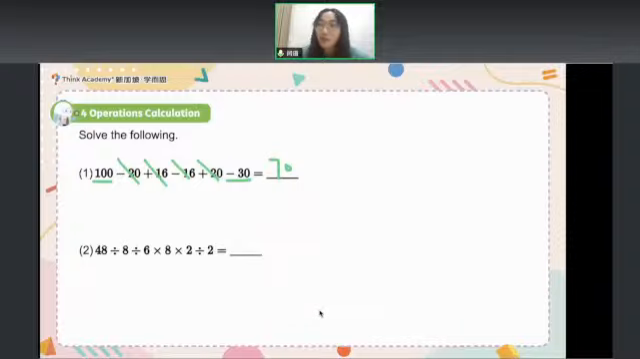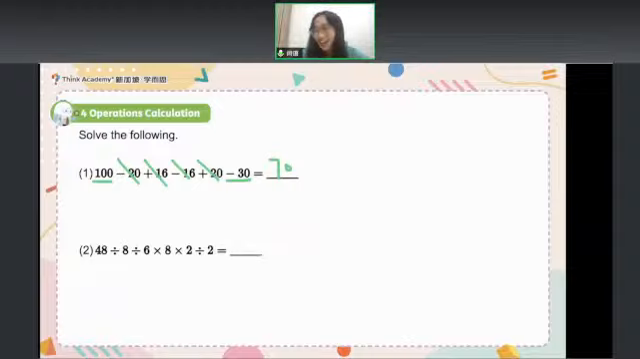This is the multiplication and division. Try. Another 10 seconds for you. 10, 9, 8, 7, 6, 5, 4, 3, 2, 1. Do you have the answer? What is it?